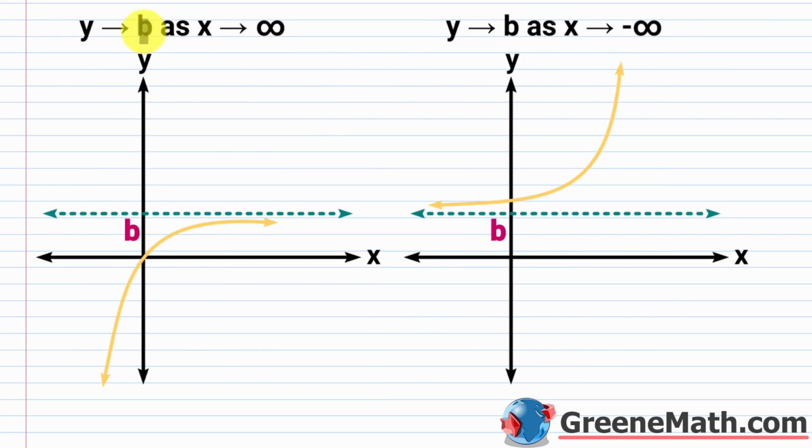So this is y approaches b as x approaches positive infinity. Again, as the x values increase without bound, so as we approach positive infinity, the y values are approaching a value of b. Then over here, y approaches b as x approaches negative infinity. So here we're talking about as x decreases without bound. As we approach negative infinity, again, the y values are approaching b.